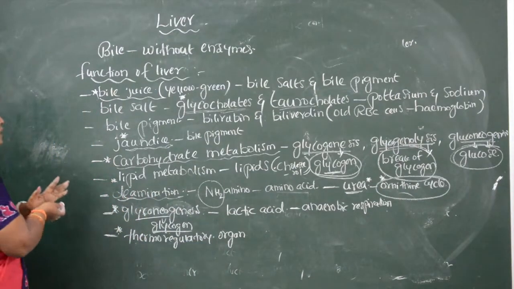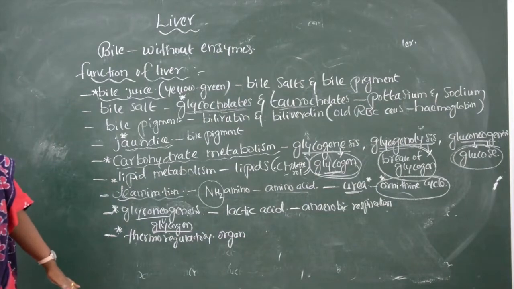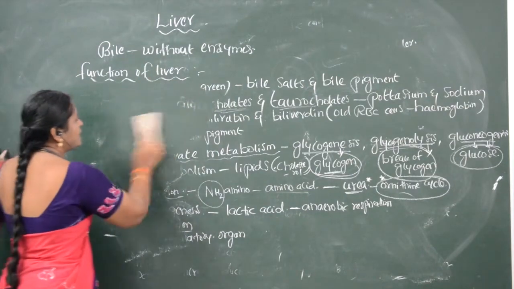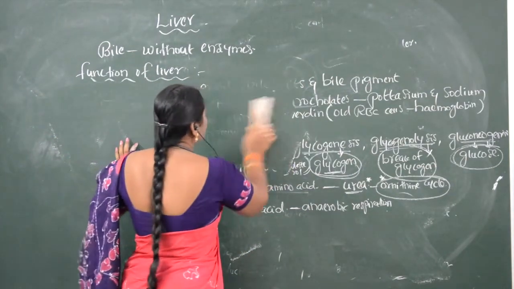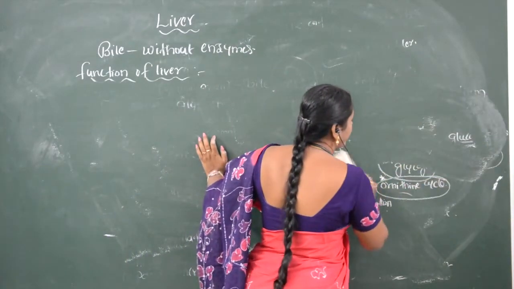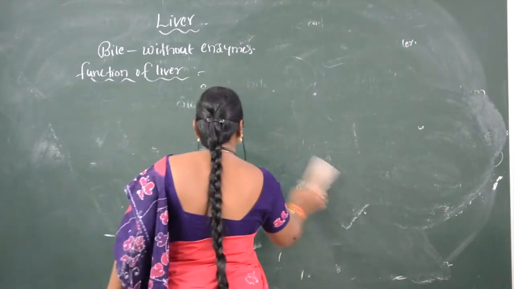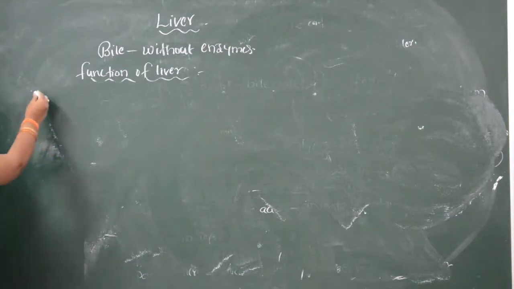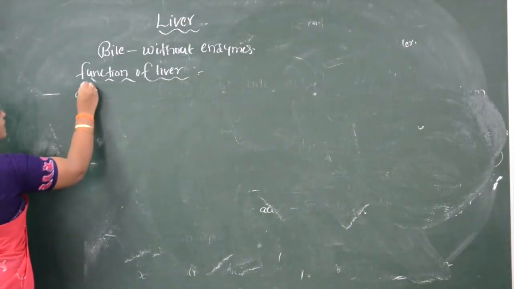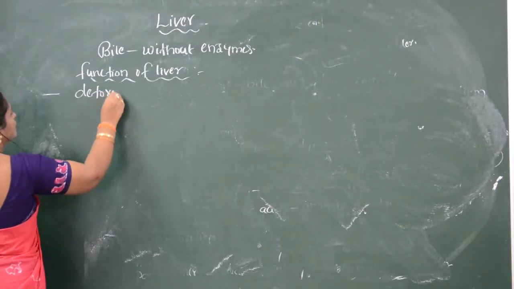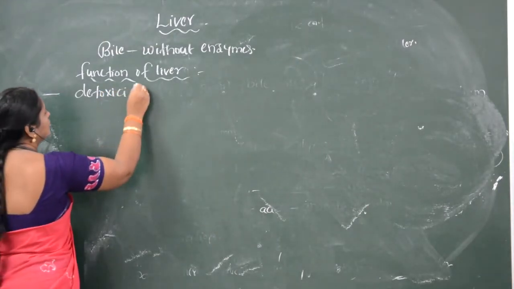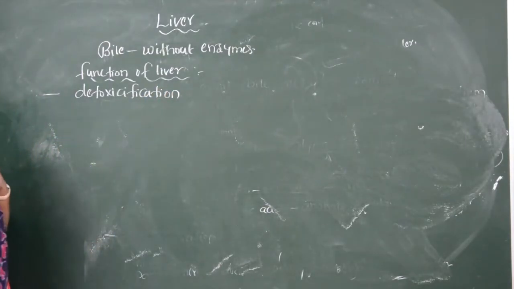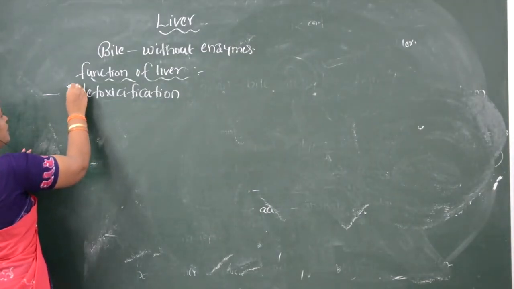And the main important function of the liver is, the liver plays a major role in toxic substances, or we can say detoxifying the substances. So the main function of the liver is detoxification. So the liver plays a main role in detoxification.